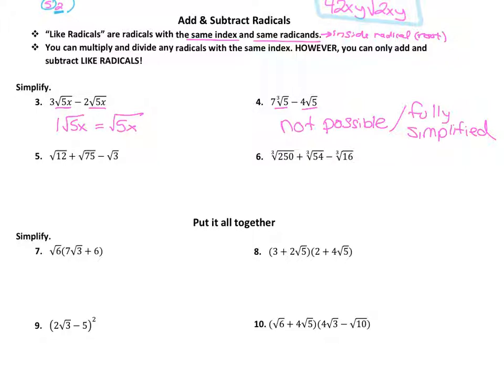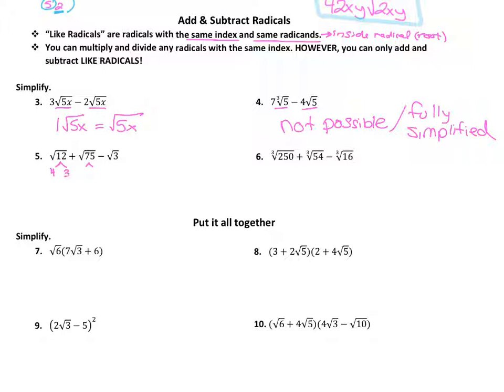When we look at example 5 and 6, we can see that these aren't the same, so your instinct is to write, again, not possible or fully simplified. But in fact, these are not fully simplified, because each of these radicals, the 12 and the 75, not the 3 because it's prime, but those can be simplified. Once I simplify those radicals, I bet that I can add them together.